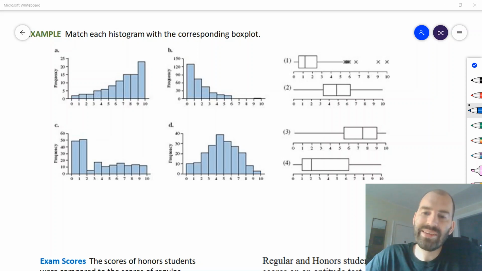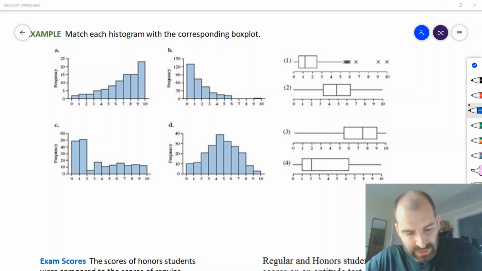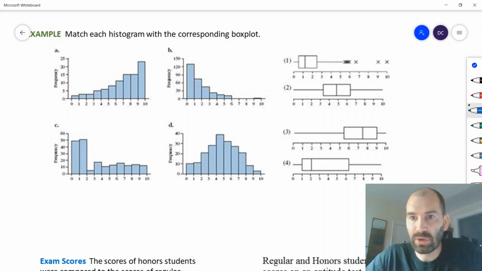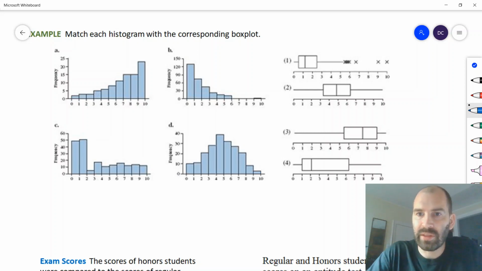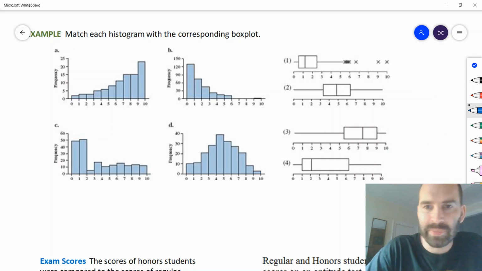And there's a way to decide that. There's a mathematical way to identify outliers. I'm not going to require you to do that, but that's what they did. So those are data values. And so the maximum data value would correspond to the rightmost X there. They didn't include those in drawing the box plot. Okay, anyway, let's go back to A.